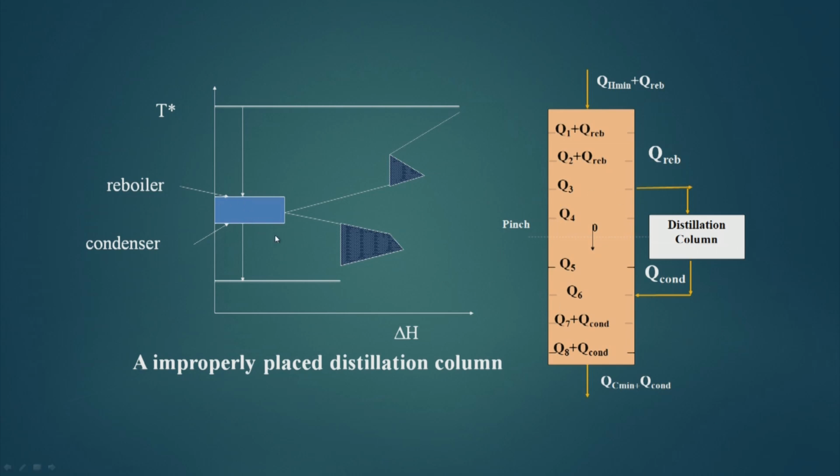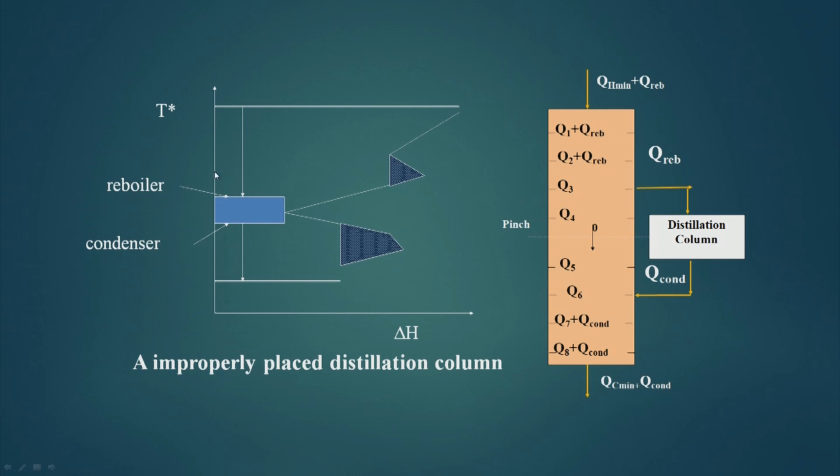So, this is placed across the pinch. If you see physically, this is the hot utility requirement for the distillation column, which goes to the reboiler, and then the condenser ejects the same heat to the cooling water or the cold utility. And this is the amount of hot utility which is required to service the GCC of this process.